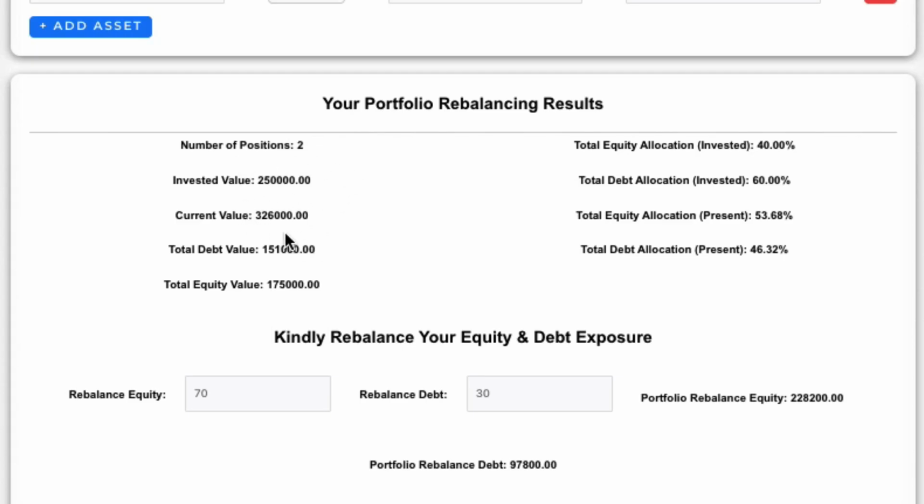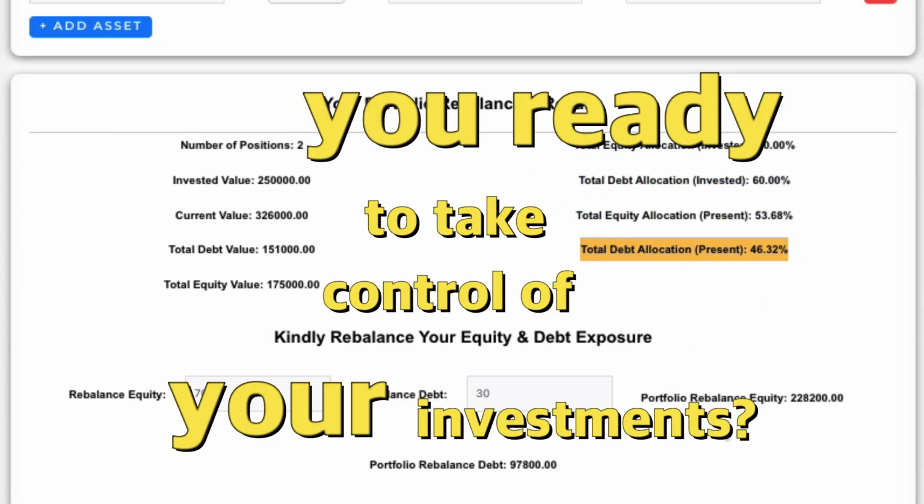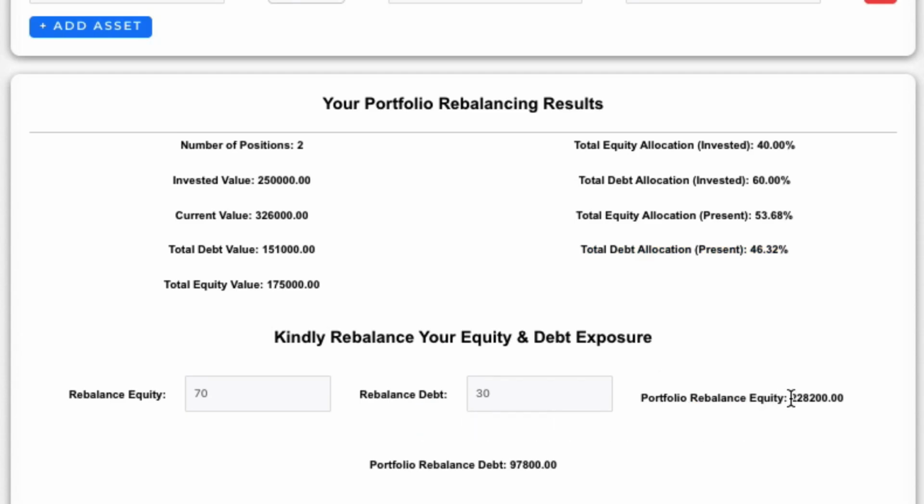And guess what? We've made it even easier for you. In our blog, link below, you'll find a free portfolio rebalancing calculator that does the math for you. Just plug in your numbers, and it'll tell you exactly how to adjust. So, are you ready to take control of your investments? Rebalancing might sound technical, but with the right tools, like our calculator and checklist, it's a breeze.